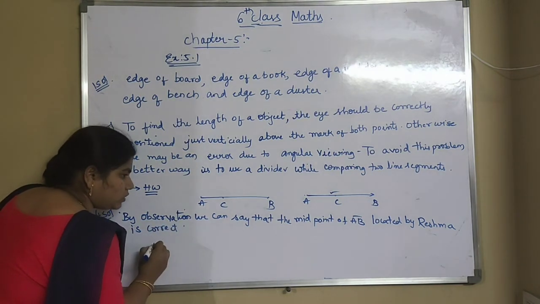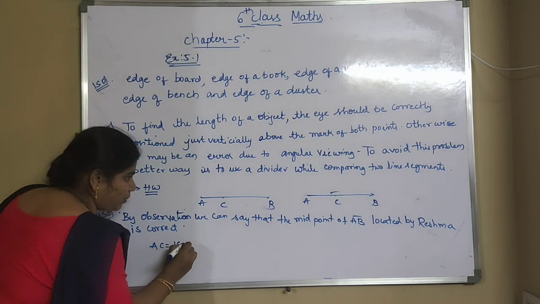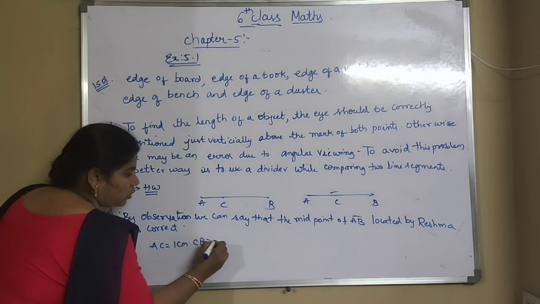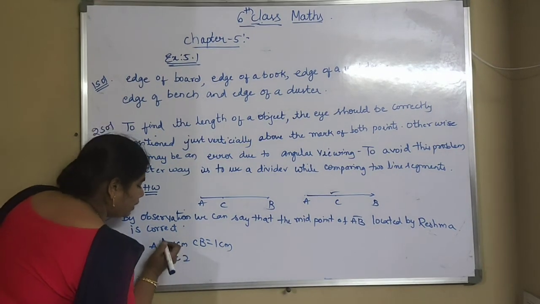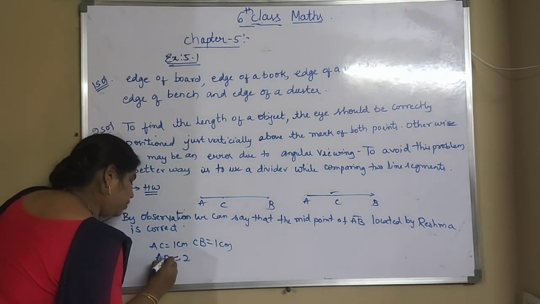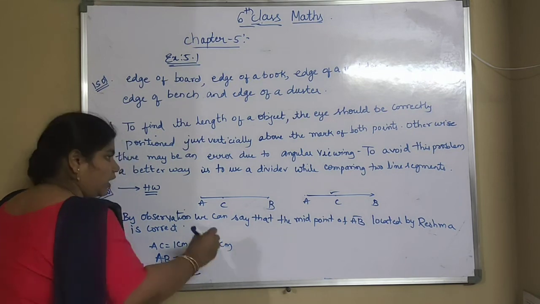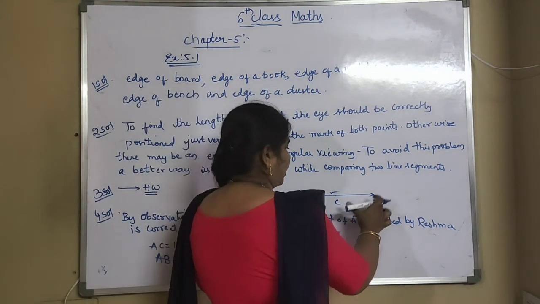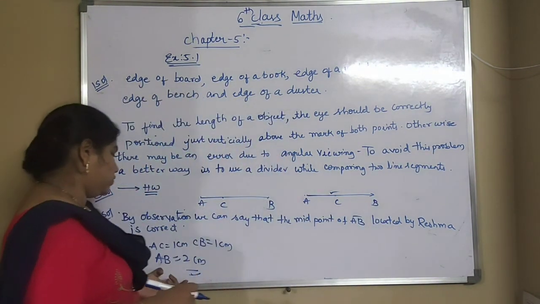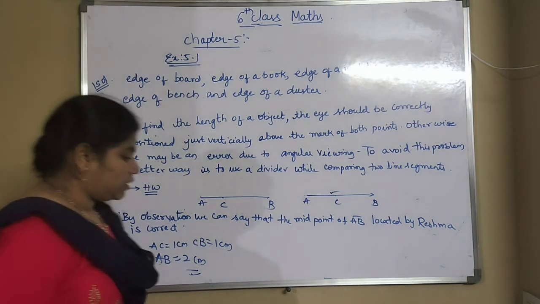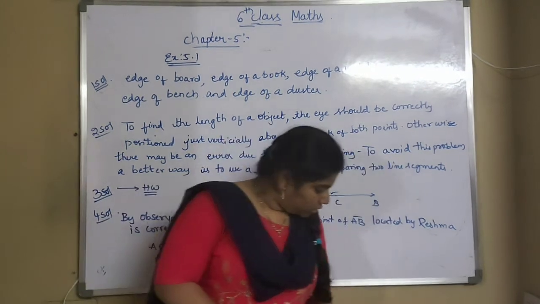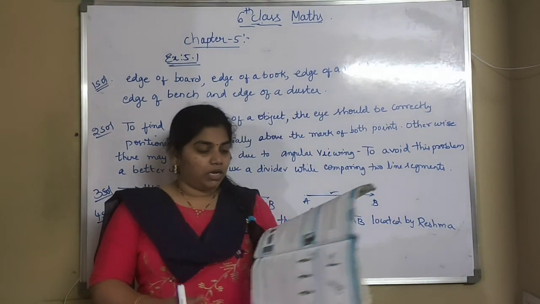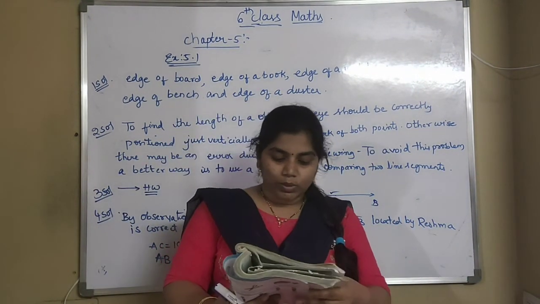Here AC is 1 centimeter, CB is 1 centimeter. So AB will be equal to how much? That will be a total of 2 centimeters. So you measure this line segment and then you write the values. For today, take this fifth one also as homework.